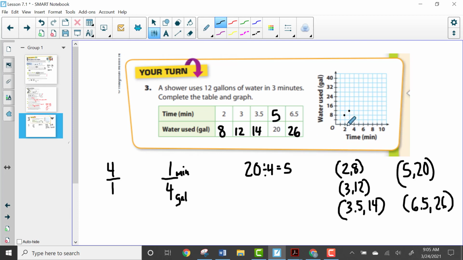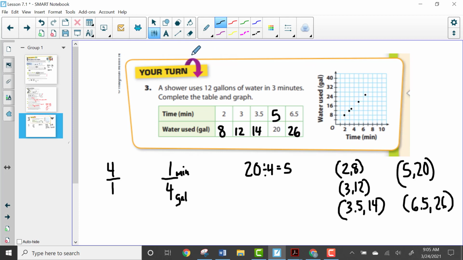Now the next one, we have 3.5, so we're going to go over 3.5 and then go up 14, which is going to be in between the 12 and 16 there. Do the best you can with that one. 5 and 20, so I go over 5 and I go up 20 here. And again, if you have equivalent ratios, this is going to be a straight line. And then we're going to go to 6.5 and 26, which is going to go right between the 24 and 28. We'll plot our point just about right there.